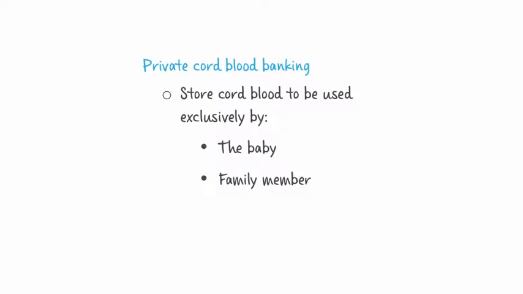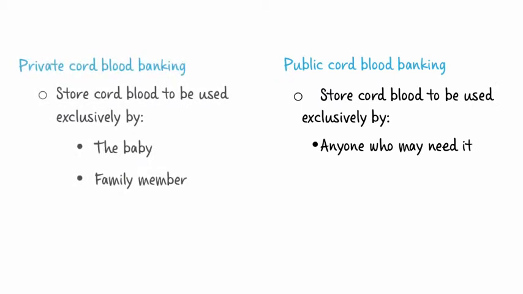Generally speaking, there are 2 types of cord blood banks. Private cord blood banks store cord blood to be used exclusively by either the baby or a family member. This option ensures that cord blood is available to the child and their family in the event of a future medical need. Cord blood donated to a public bank is available to anyone who may need it, and it may also be used for medical research. Most of the business model components covered here are applicable to both private and public cord banking.